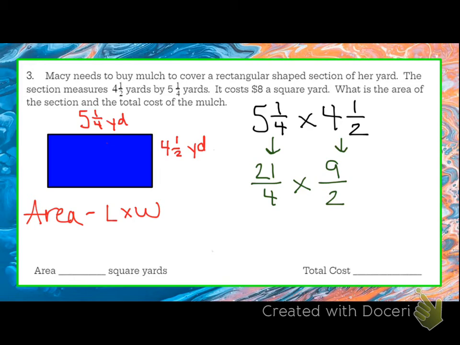So we are going to take 21 times 9. 9 times 1 gives me 9. 9 times 2 gives me 18. So my numerator is 189. And 4 times 2 is 8. Okay, so we cannot leave it that way.